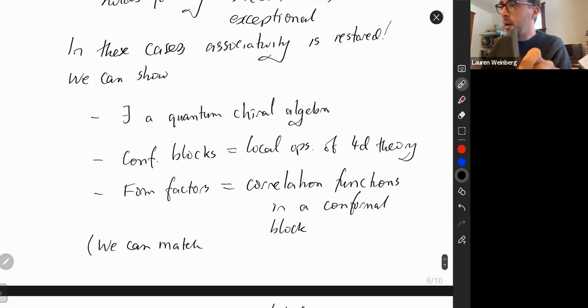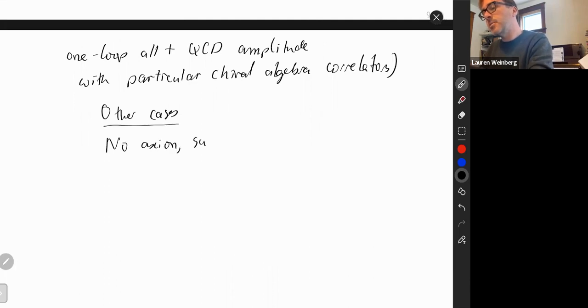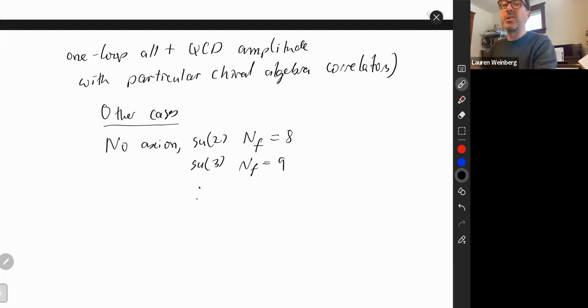And actually, there are also some other cases where it works. For example, no axion, SU(2), and the number of flavors is 8. SU(3), the number of flavors is 9. And there are some other cases you can figure out. But beyond the supersymmetric cases, this kind of anomaly doesn't happen.